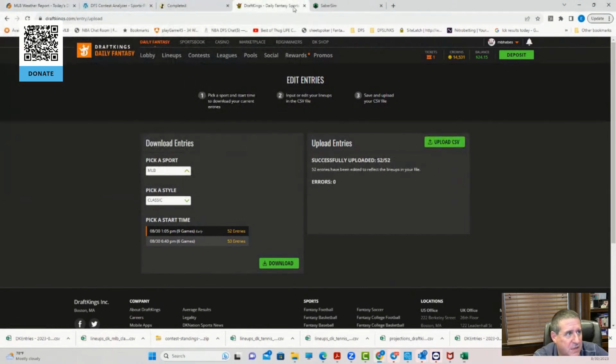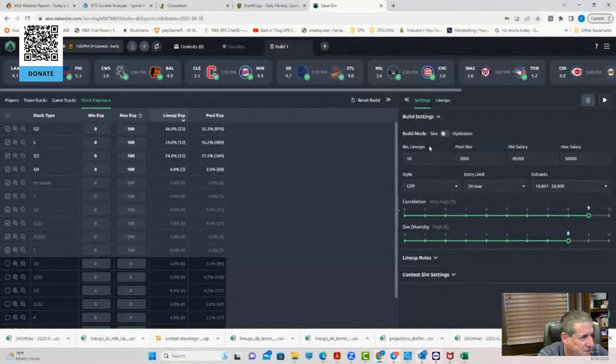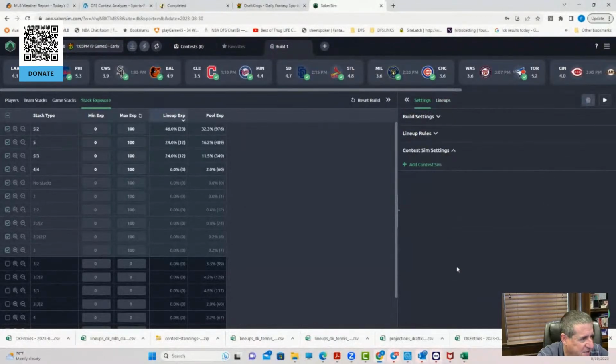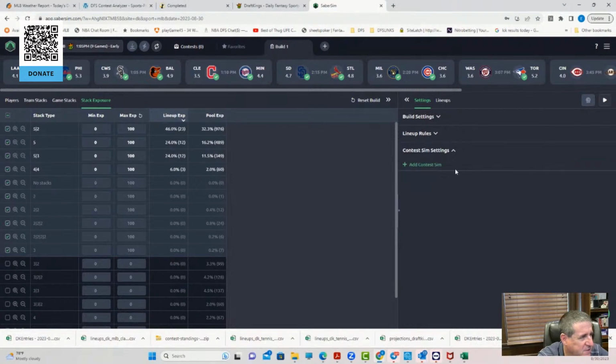Okay, so let's go back into SaberSim, and we're going to do a contest sim. And the first thing we do is go into settings. We go into contest sim settings, add contest sim. So we do have flagship MME already here. Contest size 5,000. We can make it 10,000. Probably more like 10,000 people are in here anyway. We'll save the settings. And then what we're going to do is run the contest sim.